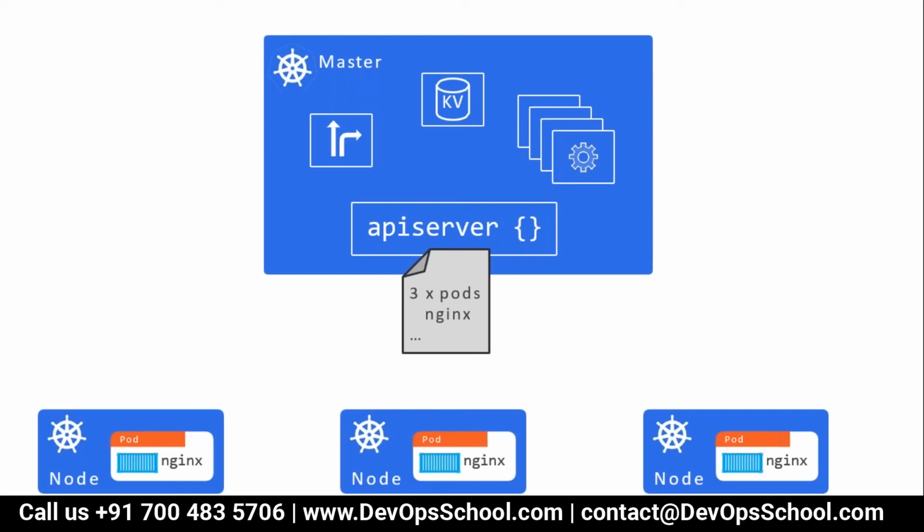How will this information get used? So let's say I have saved this information that I want 3 pods of Nginx. Now, what's the benefit of storing it? Where will it get used?